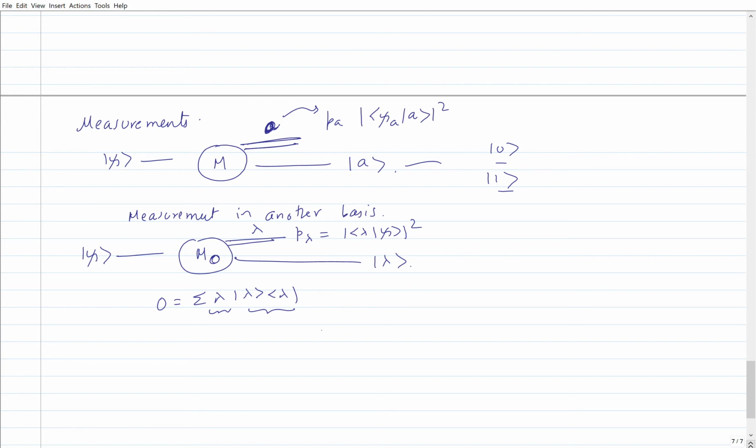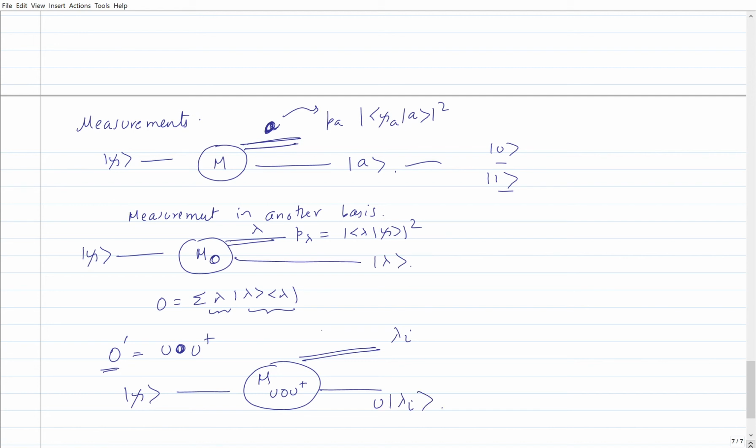Now, if you need to change the basis, then what happens? So, for example, you might consider another operator O prime, which is U O U dagger. How are you going to measure O prime? Well, one way to do it is to put that inside your measurement. That's just going to be your U O U dagger. That's going to yield you some value, lambda of i. And the final state you're going to get is this guy.